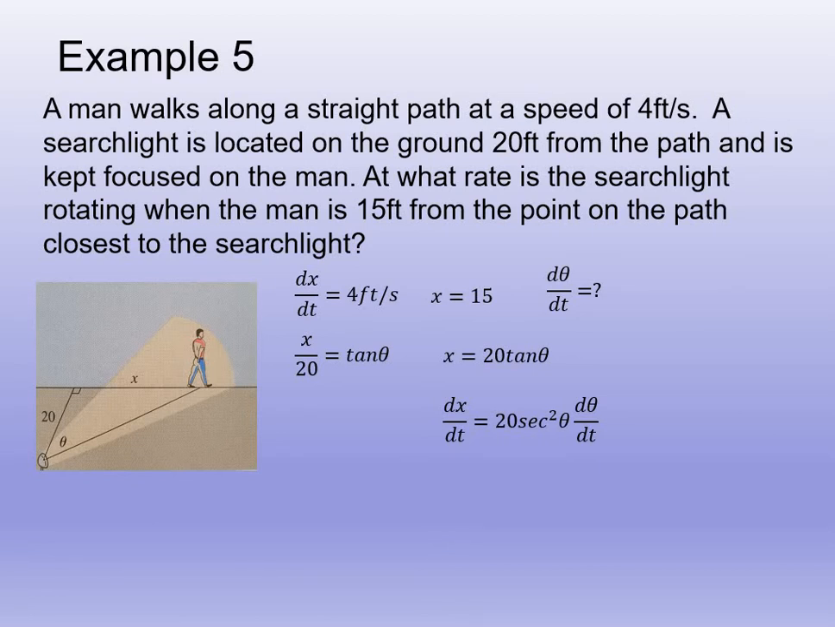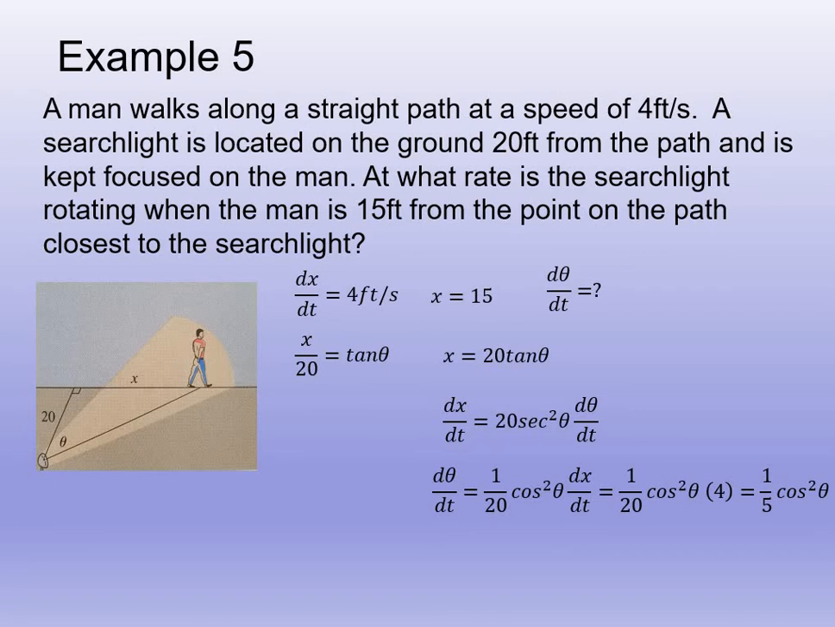When we do that, the derivative of x is dx dt. The derivative of tangent is secant squared theta, and then d theta dt. So that's our full derivative there. Hopefully we're good. Now we have to relate and find theta. We know theta because we're talking about when x is 15, so we can substitute x as 15 over 20, and you can do tangent inverse to get that.